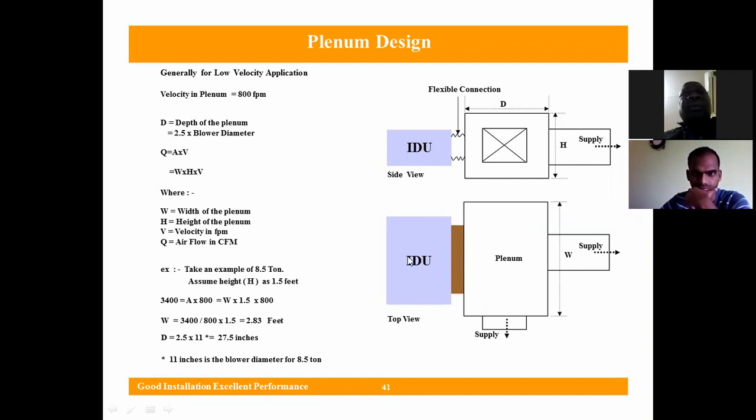When you are seeing this indoor unit from the side, you could see it like this. This is the flexible connection. This brown part is the flexible connection when you look from this side. This box is this one, and you can see an X sign. That is this supply duct. This means that it is coming towards my side. That's why it is shown with an X.